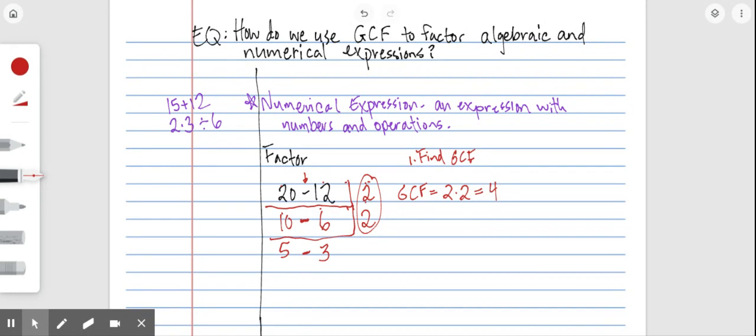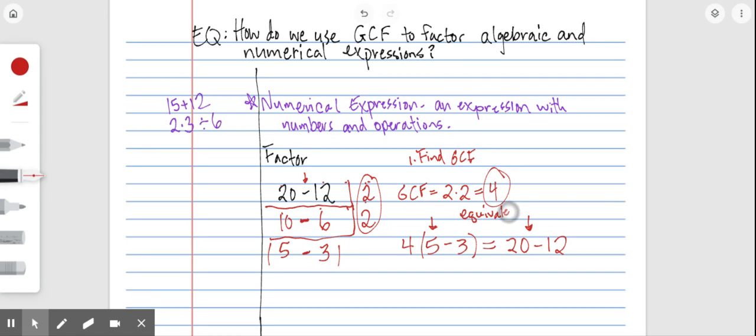Okay. So this means that in order to get to 5 minus 3, I need to divide by 4. So I'm going to keep this 4 because that's my greatest common factor. And then the stuff that would be on the inside is 5 minus 3. So I've factored 20 minus 12. Okay, these two expressions should be equivalent. So that means that if I solve the expression on the left-hand side, this should be the same as the expression on the right-hand side. These two things are equivalent.